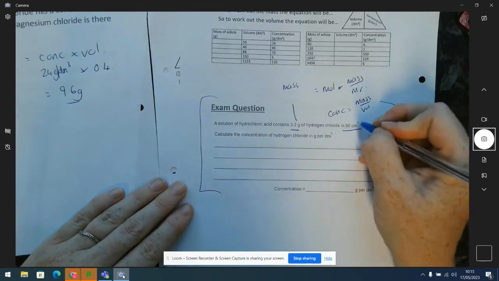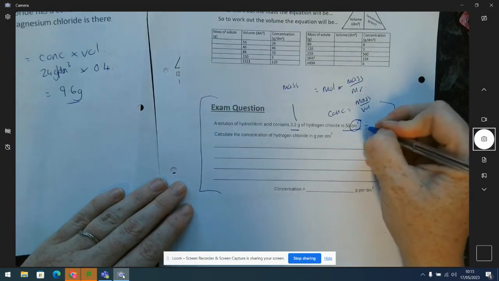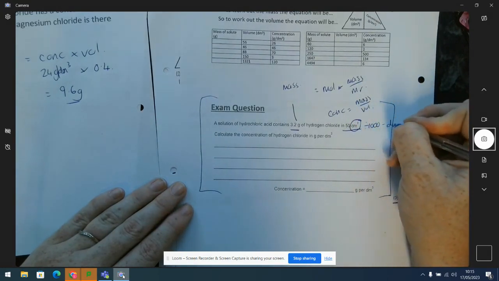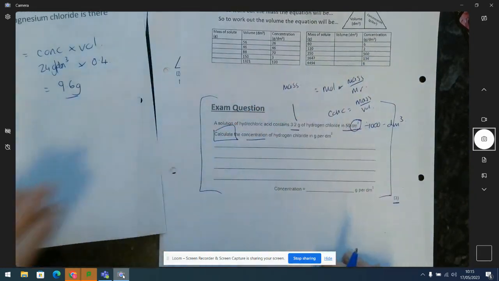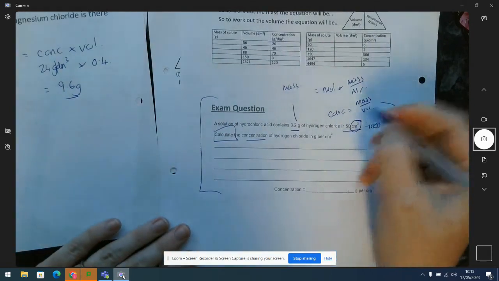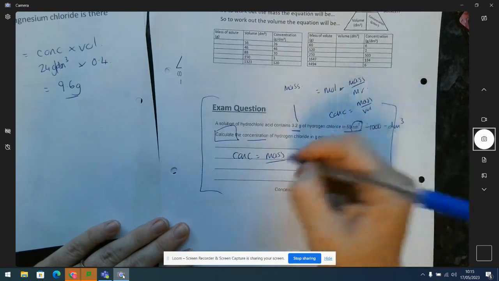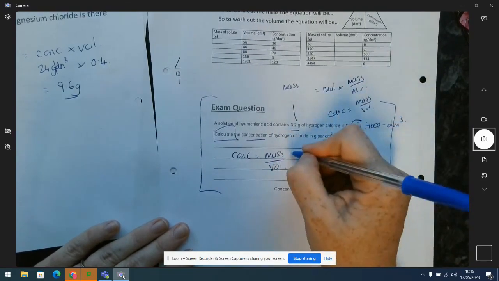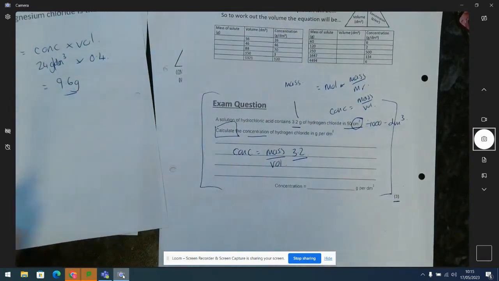Check my units. I can see straight away that's not in the right units. So I have to divide that by 1000 to get it into decimeters cubed. And it's asking me to calculate the concentration of hydrogen chloride in grams per decimeters cubed. So to do that, concentration equals mass divided by volume. Mass is correct, so 3.2, and I'm then dividing it by the volume, but the volume has to be in decimeters cubed.